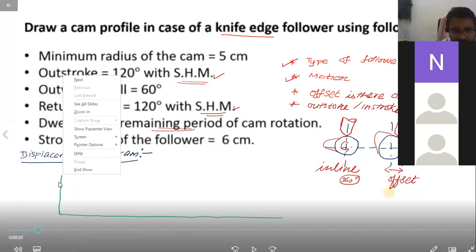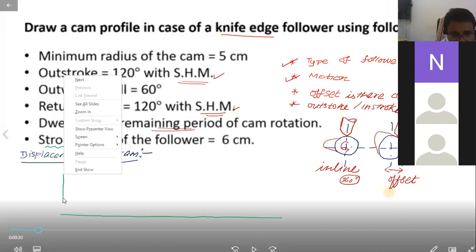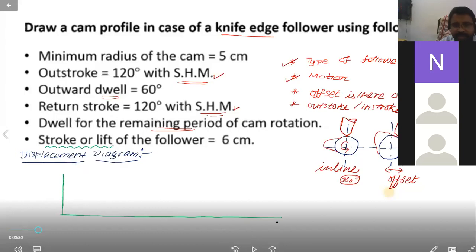And what should be the height of the displacement? 6 centimeters, sir. It is given in the question. The stroke or the lift of the follower. Yeah, 6 centimeter. So we can put 6 centimeter here.